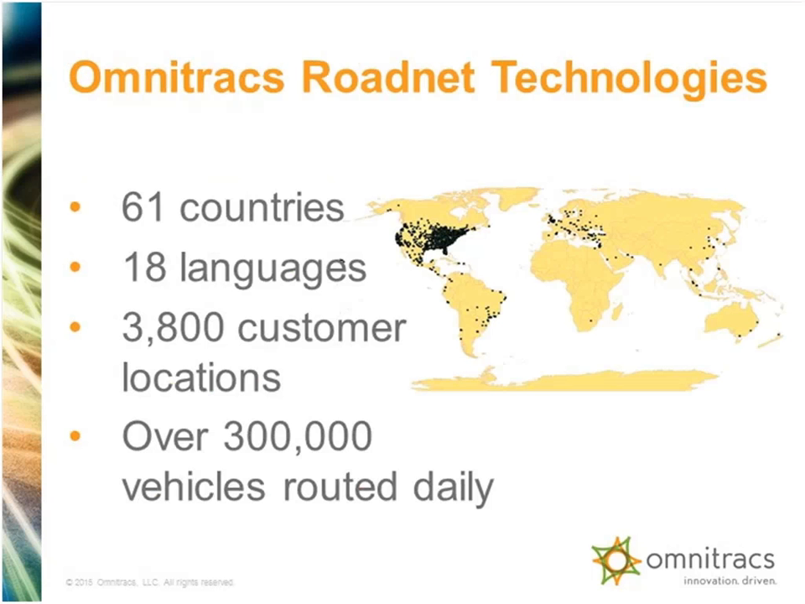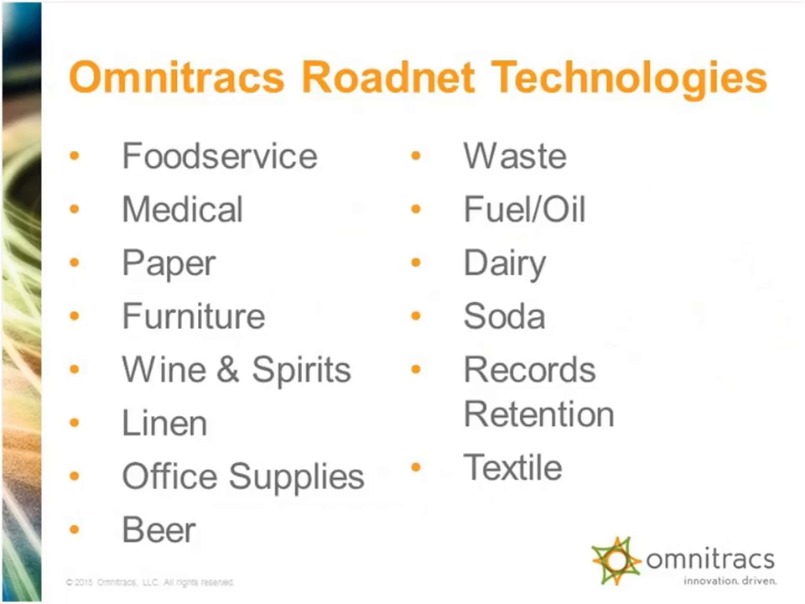All right. Omnitrax RoadNet Technologies is represented in 61 countries, covering 18 languages. We have over 3,800 customer locations. You can see from the map that we are definitely worldwide. And we route over 300,000 vehicles daily. We are represented in a number of industries, such as food service, waste, beverage, furniture, and paper. And you can see the rest of them there as well.